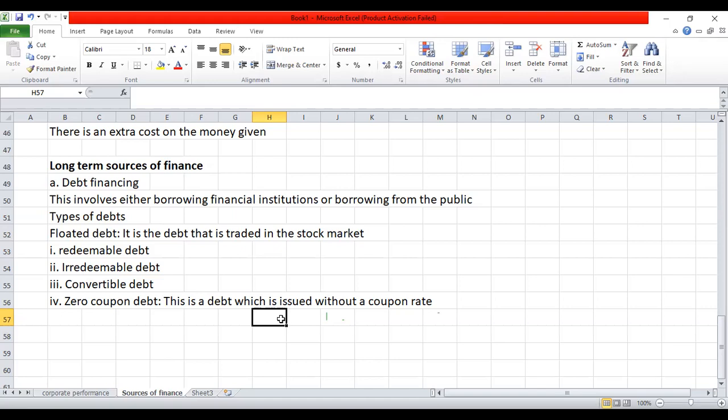I was explaining that the investor of this debt will only gain if the debt is sold, if the market price goes up. If the market price goes below, the investor will lose on this debt.